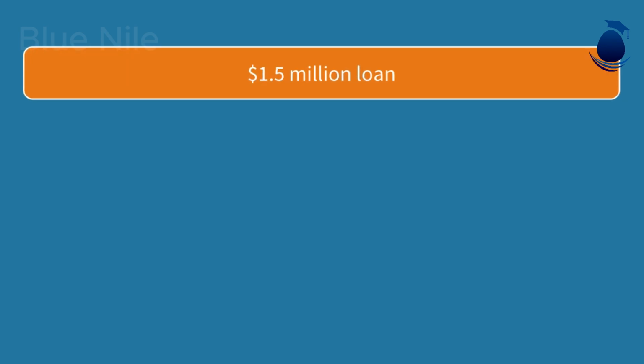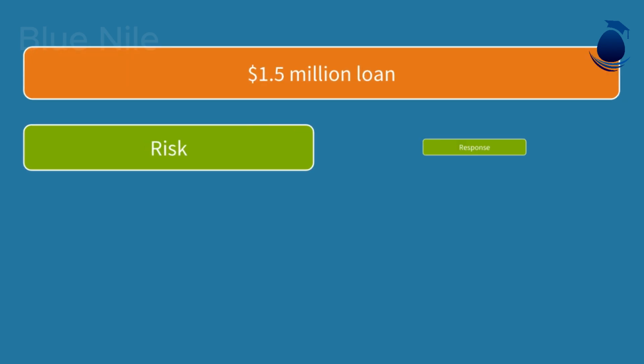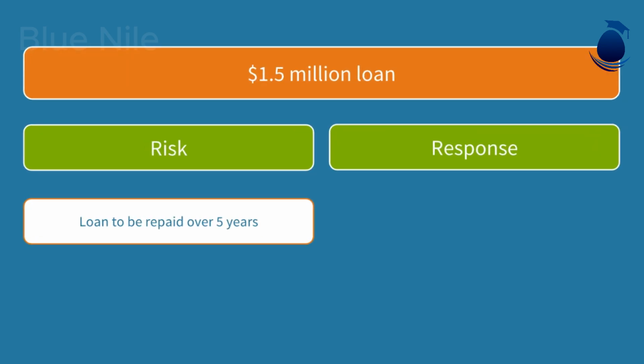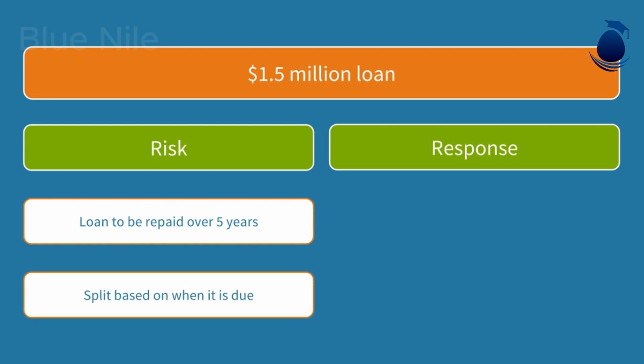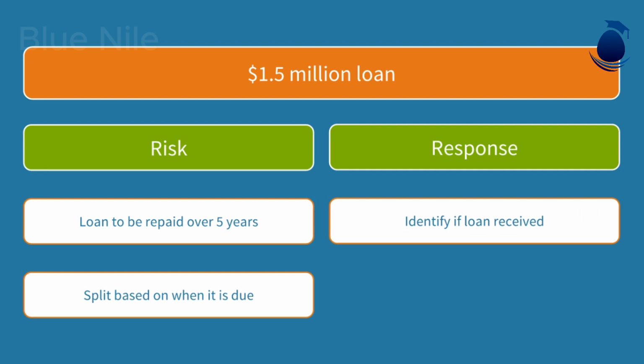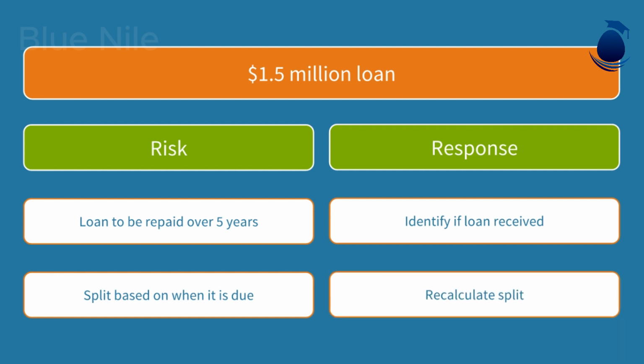The $1.5 million loan. The loan is to be repaid over 5 years. We need to ensure that the split between what is due within and after 1 year has been disclosed correctly in the statement of financial position. The auditor's response could be to identify if Sunflower received the loan and obtain the loan statement, recalculating what is due within 1 year, and agree the split in the financial statements.